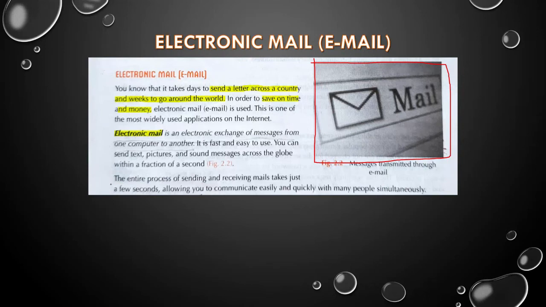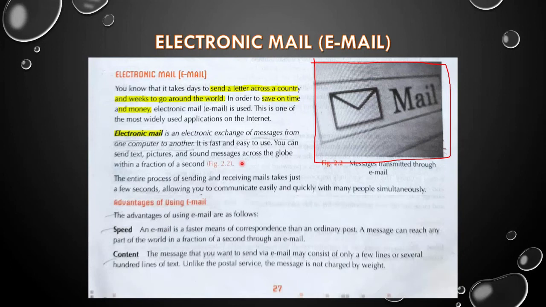And the entire process of sending and receiving mail takes just a few seconds. After completion of creating, it is actually called composing. When you create an email, that is called composing. So when you compose your email, within a few seconds you can send it, allowing you to communicate easily and quickly with many people. Simultaneously you can communicate with the people. So what is email? It is an electronic exchange of messages from one computer to another.